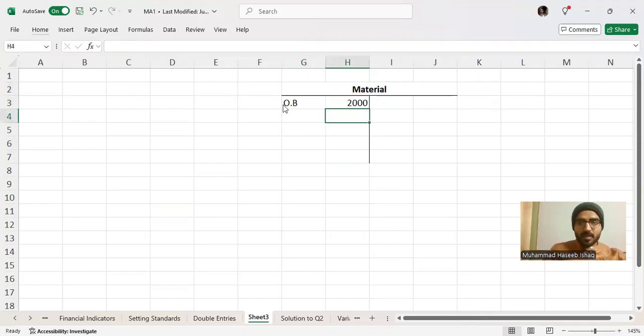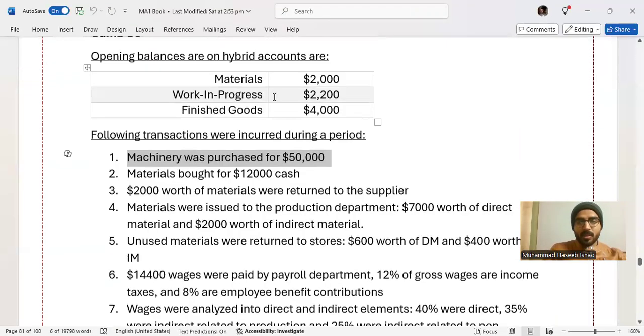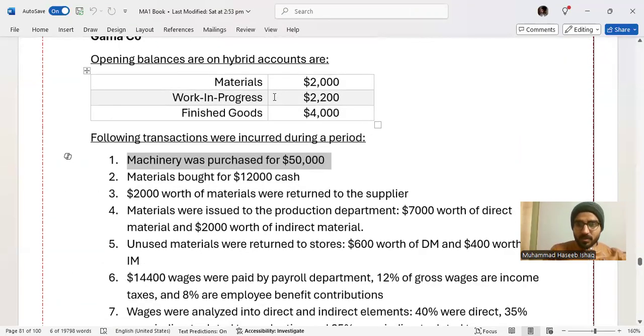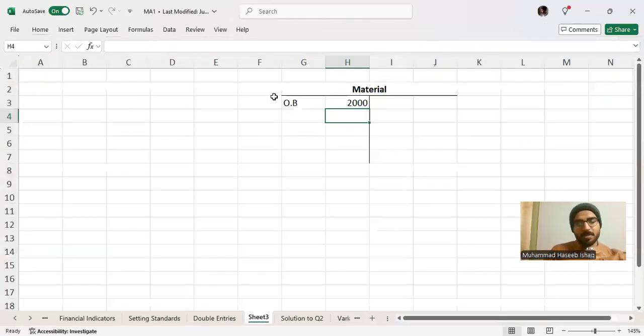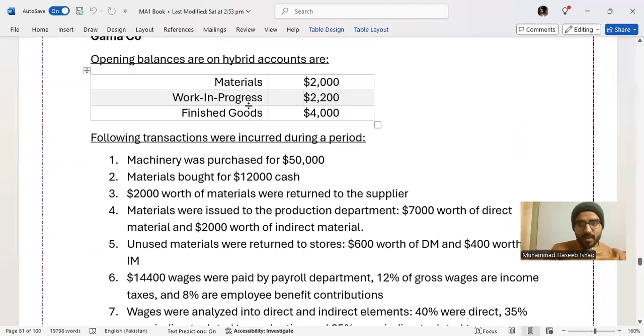So I'm assuming that you guys know the basics of double entry. You have studied the FA1 subject, because if I start by teaching the double entry, then it will become a whole new topic. That is why I'm not teaching the double entry. I am assuming that you already know the double entry and making of the T accounts. So opening balance is 2000, and then there is work in progress account.